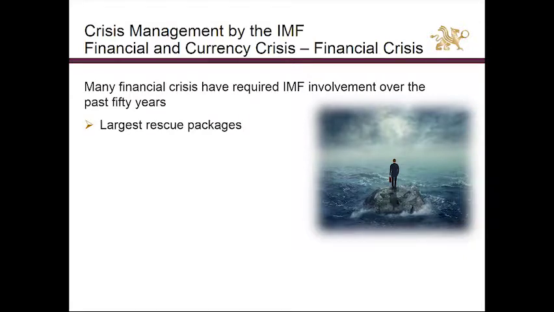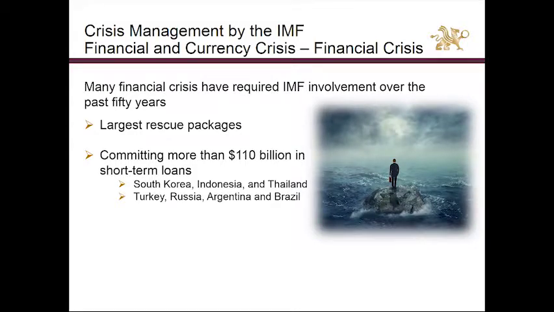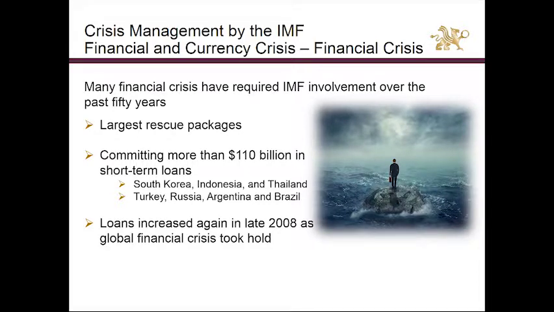In 1997, the institution implemented its largest rescue packages until that date, committing more than $110 billion in short-term loans to three troubled Asian countries, South Korea, Indonesia, and Thailand. This was followed by additional IMF rescue packages in Turkey, Russia, Argentina, and Brazil. IMF loans increased again in late 2008 as the global financial crisis took hold.